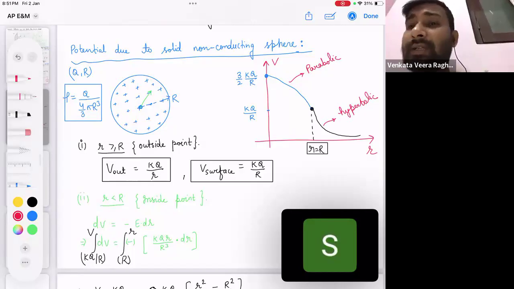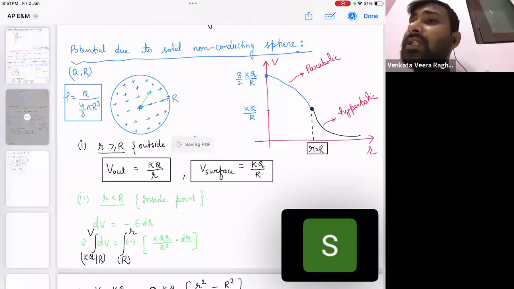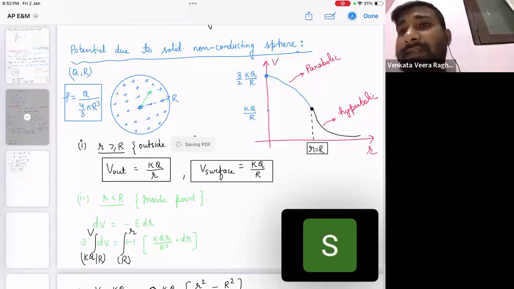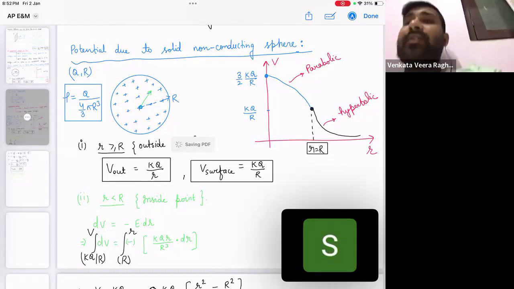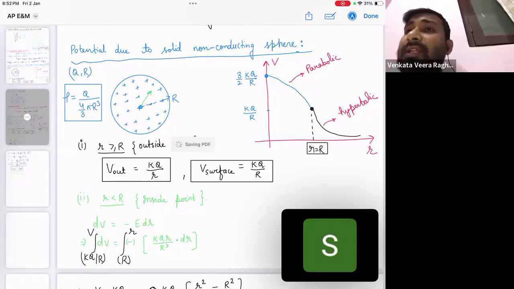So please tell me here one thing. What kind of equipotential surface are we going to get? Can I say that for an inside point it is spherical, and for an outside point it is also spherical, concentric with the original sphere whose charge distribution is given in the question? Understood? So when we find the equipotential surface due to a solid non-conducting sphere, it will be spherical in nature for an inside point as well as an outside point. Clear up to this?